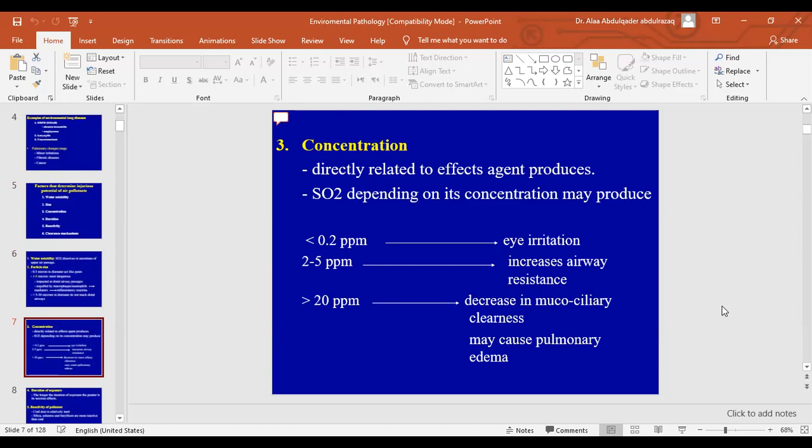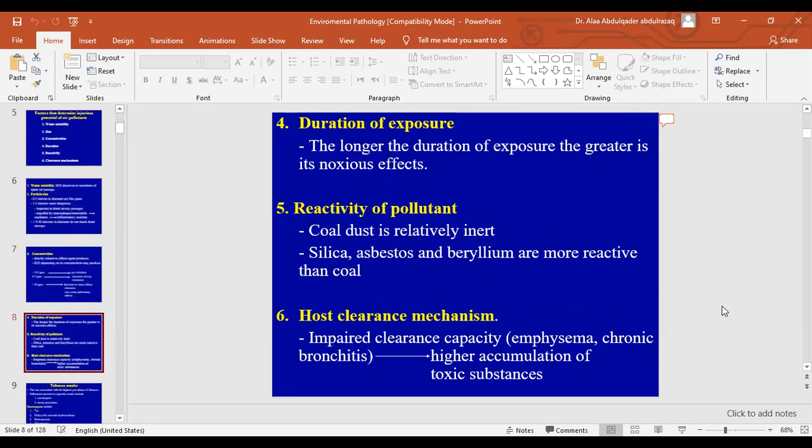The SO2 concentration, يعني the effect of SO2 depending on its concentration. If the concentration less than 0.2, it causes eye irritation. If 2 to 5, it increase airway resistance, and if more than 20, it decreases in mucociliary clearance and cause pulmonary edema. Duration of exposure, طبعا نعرف كلما زادت the duration of exposure راح تزداد الeffect.